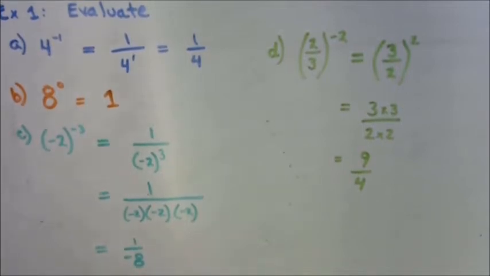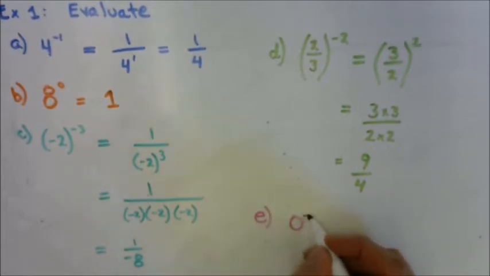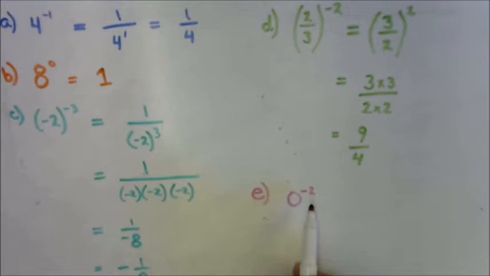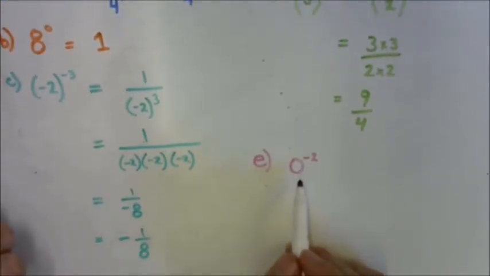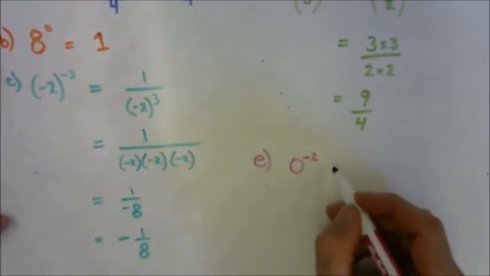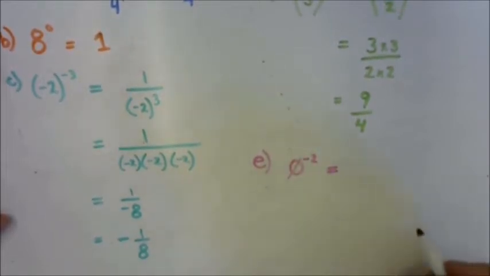The last example here is E. E is 0 to the power of negative 2. Now the 0 is not in the exponent, it's in the base. And we have a negative exponent. So what even happens here? You might be tempted to say that it's 0, but let's look at what happens if we write it as a reciprocal.